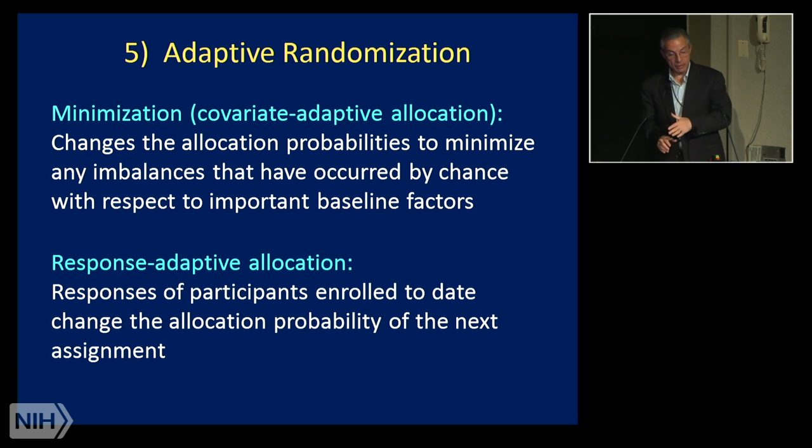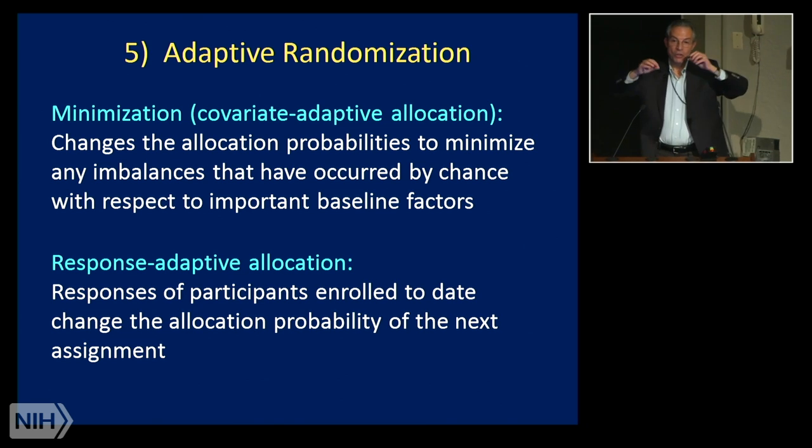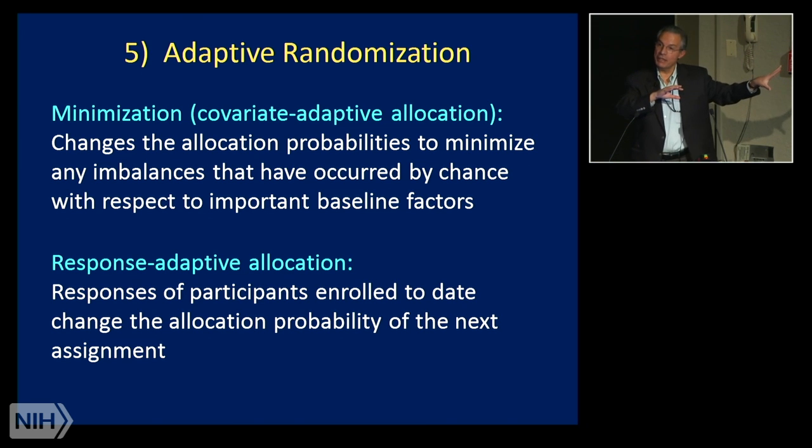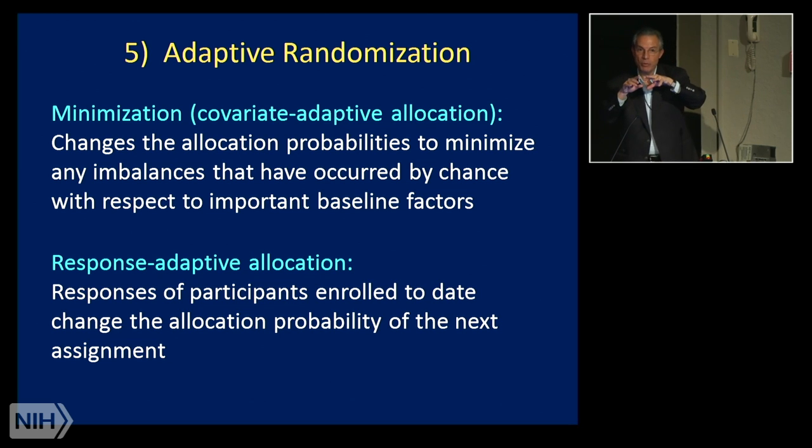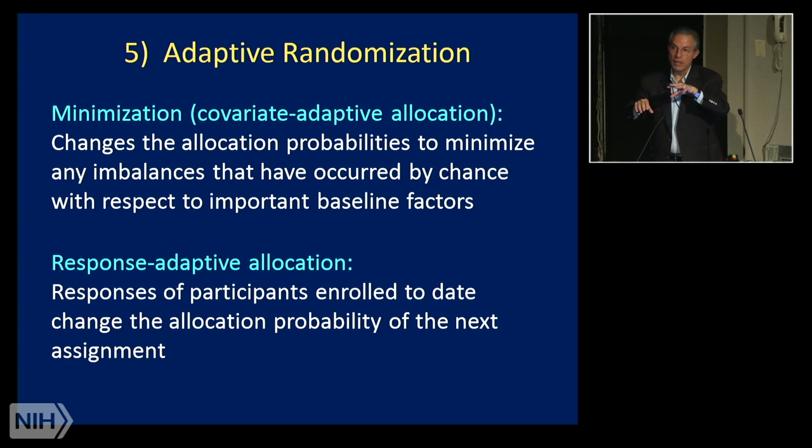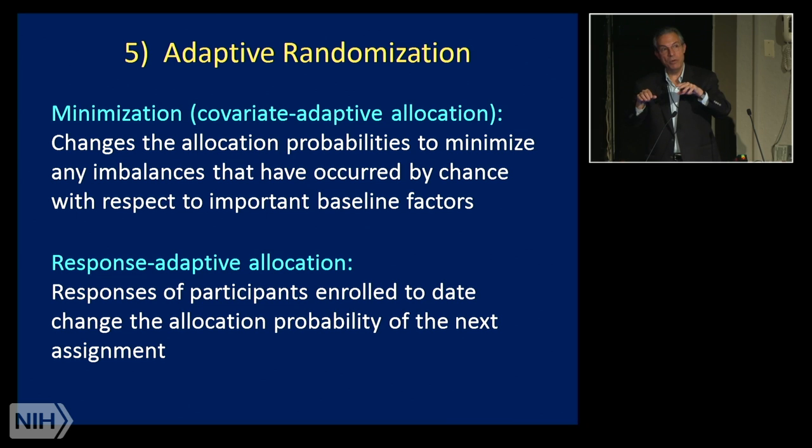Then there is the second kind, which is the response adaptive allocation. Now you look at the responses of participants enrolled so far, and you change the allocation probabilities of the next assignment. So now, not only do you look at baseline characteristics, you've enrolled people, they are going to A and B, and then you look at the responses, the primary outcome of these people, and you say, well, the people in B are doing better than in A, so I'm going to increase the chance of going to B.